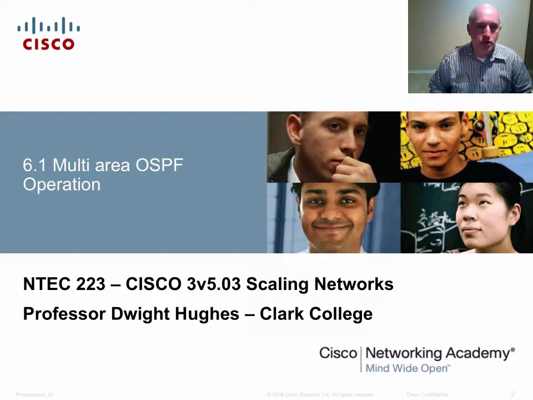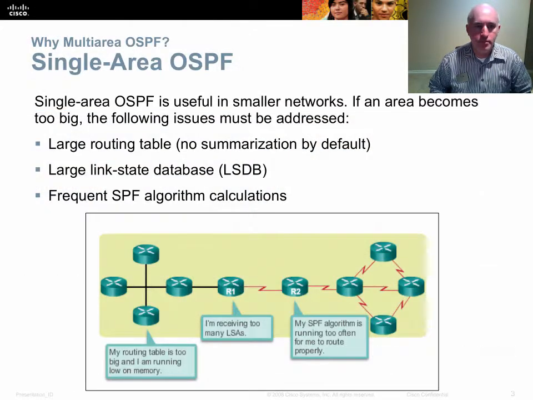We're going to be taking a look at Chapter 6, Multi Area OSPF. This is a follow-up on Chapter 5 where we introduced Single Area OSPF. With Single Area OSPF, it was useful in smaller networks. However, if an area becomes too big, the following issues can occur.